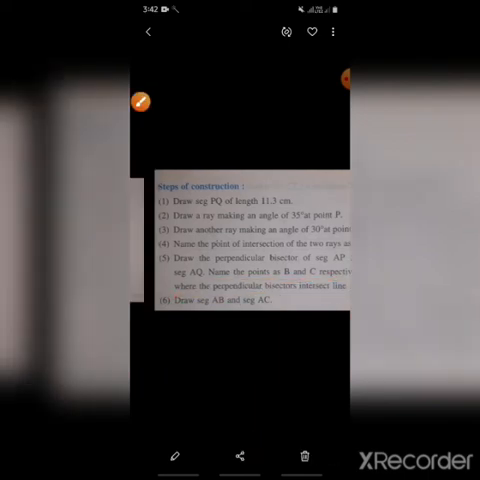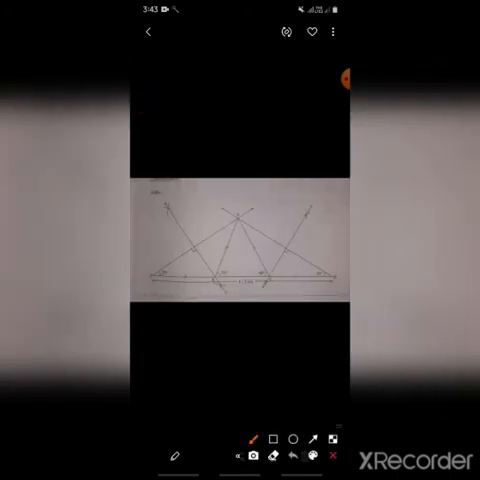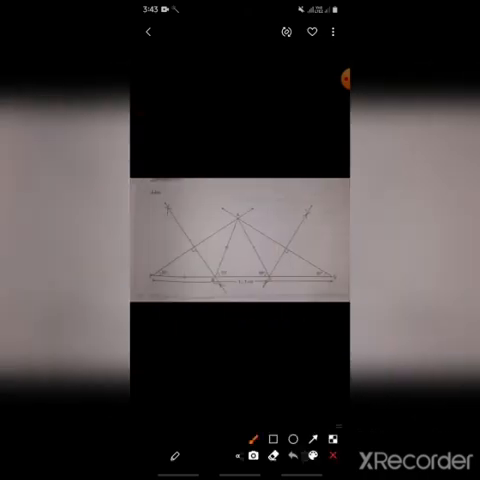Then name the points as B and C respectively where the perpendicular bisectors intersect the line PQ. We have to put B and C here where the perpendicular lines intersect PQ. Then from these 2 points draw segments AB and AC. We have to join B and C to A. So according to this, we have drawn the construction.